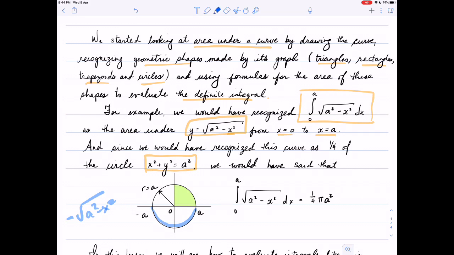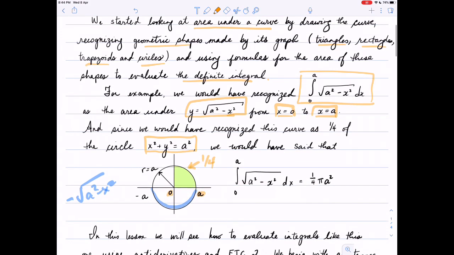So this curve is the top half, but the integral is not evaluating the entire half because it's going from 0 to a. So if it goes from 0 to a, then we are looking at 1/4 of that circle. And since we know that the area of a circle is pi r squared, if our radius is a, then the area under this curve, which is the definite integral from 0 to a of the root of a squared minus x squared, we would have said by geometry that it is equal to 1/4 pi a squared.